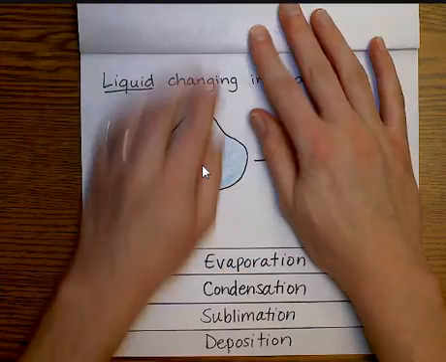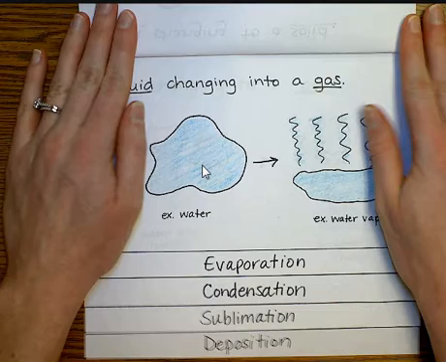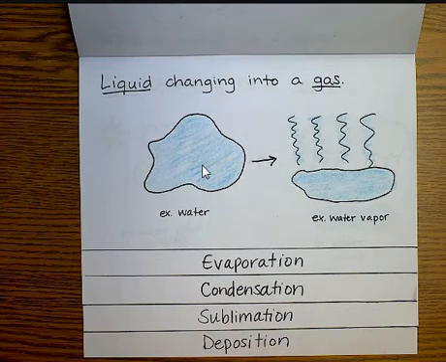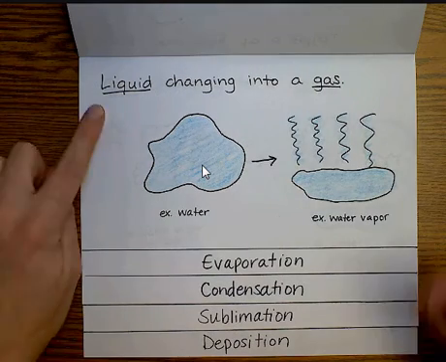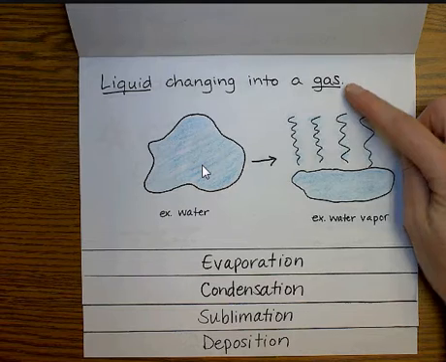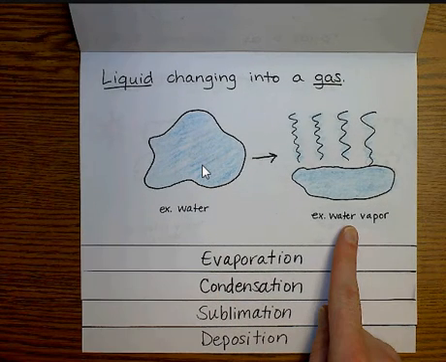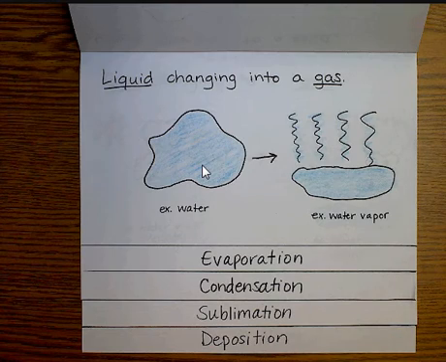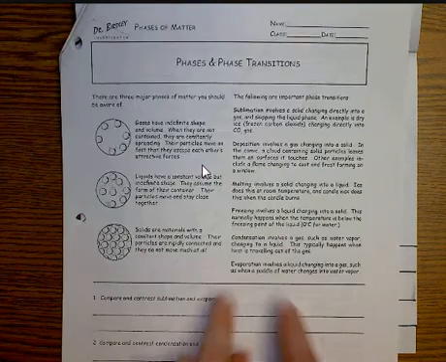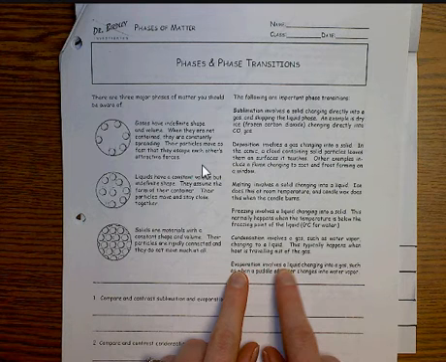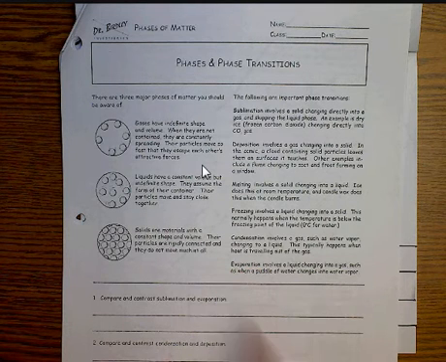Next one is evaporation. Hopefully you're familiar with this one as well. This is a liquid changing to a gas. So for example, water changing to water vapor. If you look in your notes, evaporation involves a liquid changing into a gas, such as when a puddle of water changes into water vapor.